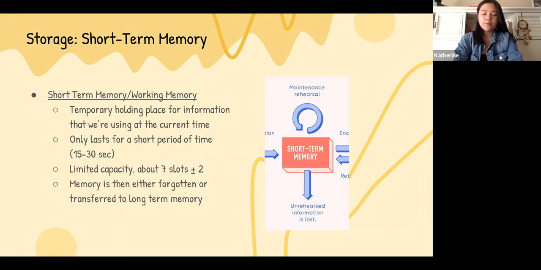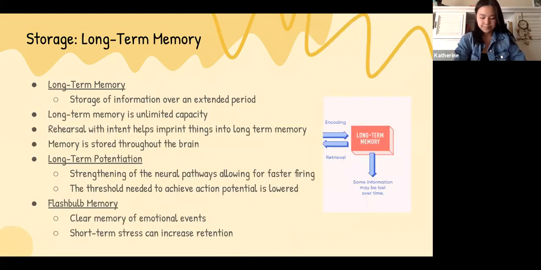Short-term memory is actually very, very short. It lasts about 15 to 30 seconds, although some articles say it lasts up to a minute, but that is the longest I have seen. And then it has a limited capacity. Short-term memory only holds about 7, give or take 2 slots of information. That is kind of debatable because you can't really put a definition to slots of memory. But what they've discovered is that you can hold about 7 or about 5 to 9 pieces of information at once. And then the memory is either forgotten or transferred to long-term memory.